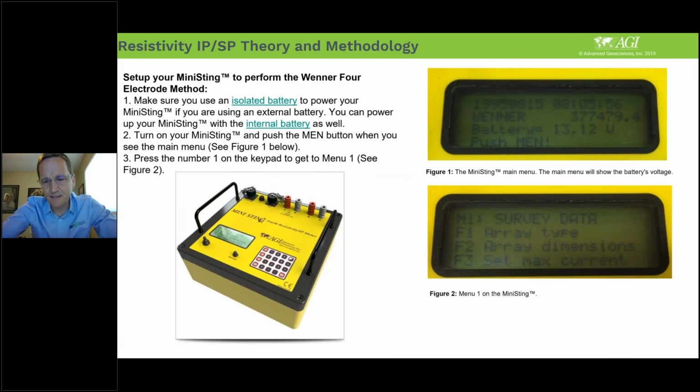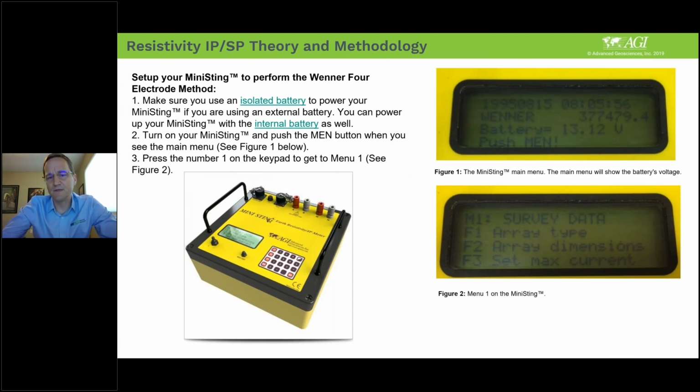This is the mini Sting instrument. It doesn't have an app, but it has a similar screen. It has a small internal battery that will power it up to 15 watts. If you connect an external battery, it is up to 50 watts. So it has a boost mode, so to speak.